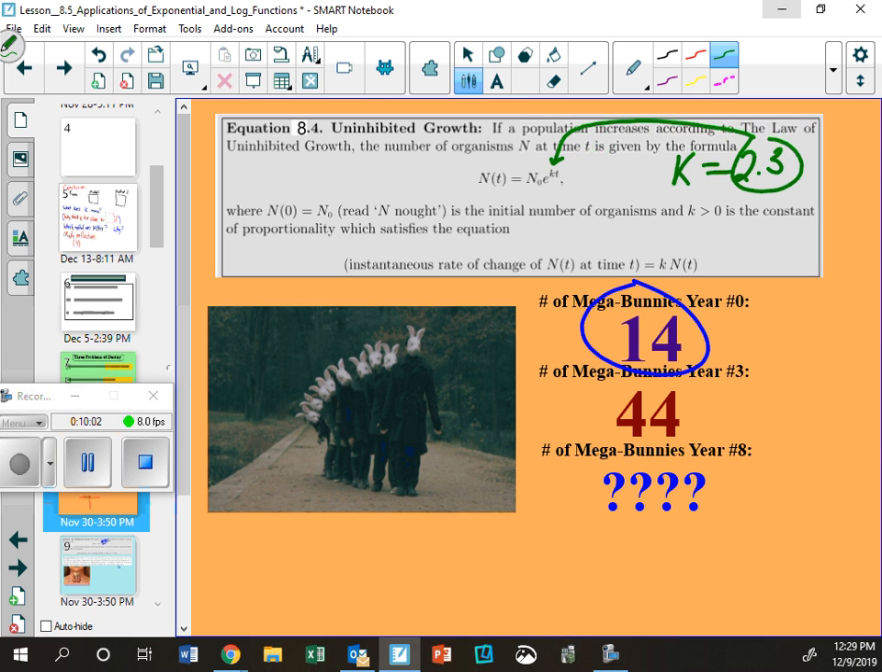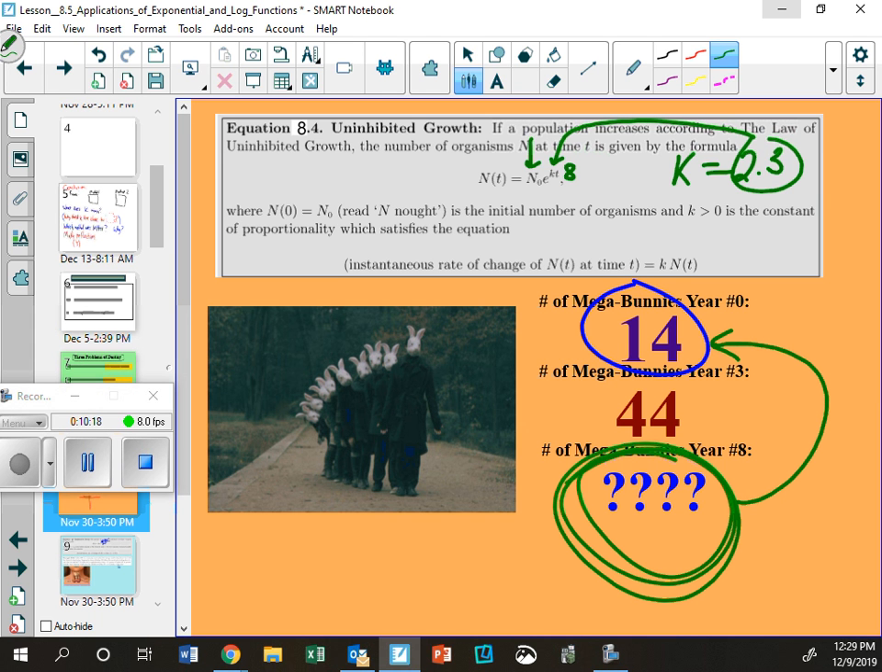And now, if they're asking me how many after year 8, well, then the time would be 8. The K is something we just figured out a second ago. The starting amount would be, well, what did it start at? If you're saying it was year 8, then we need to know what it was in year 0 as our starting amount.